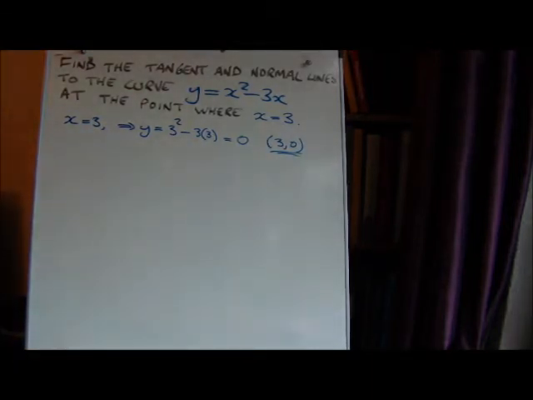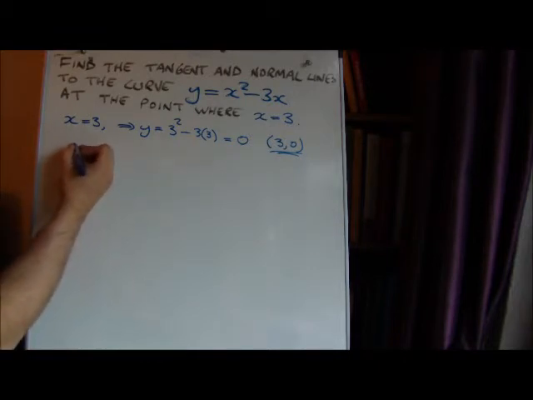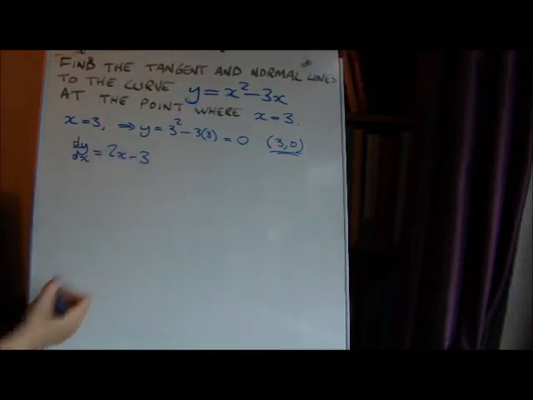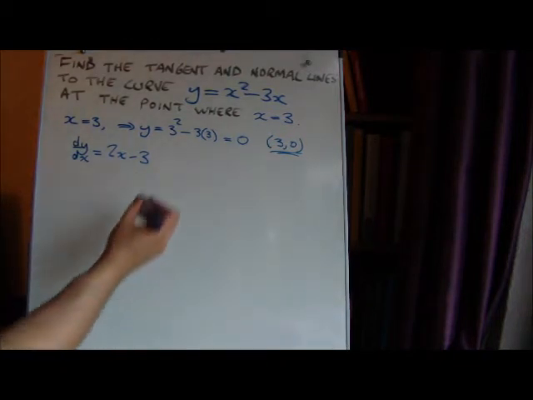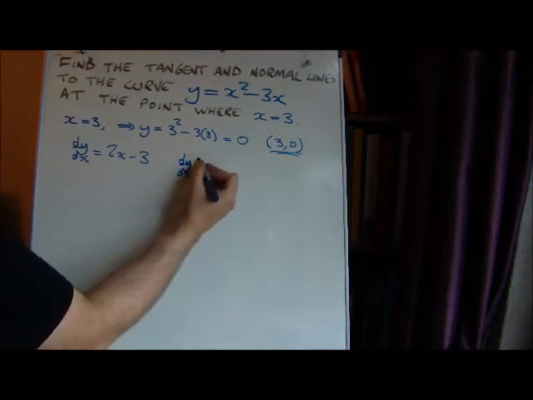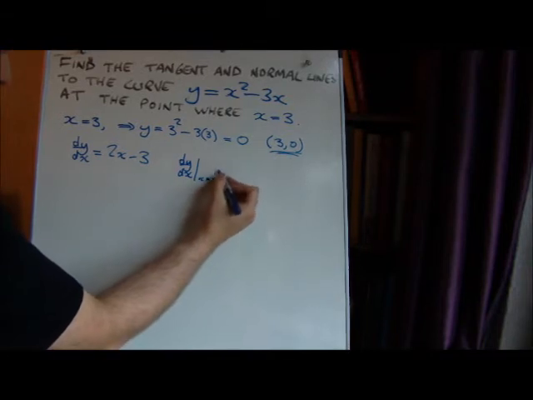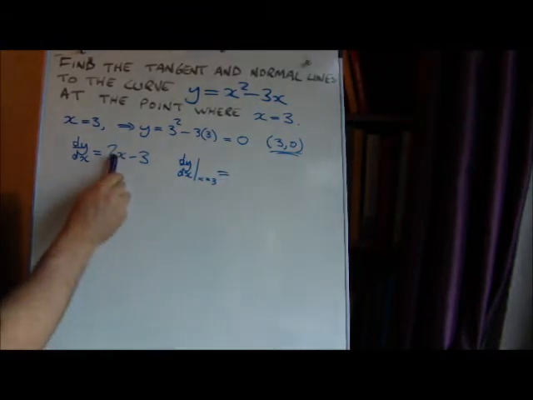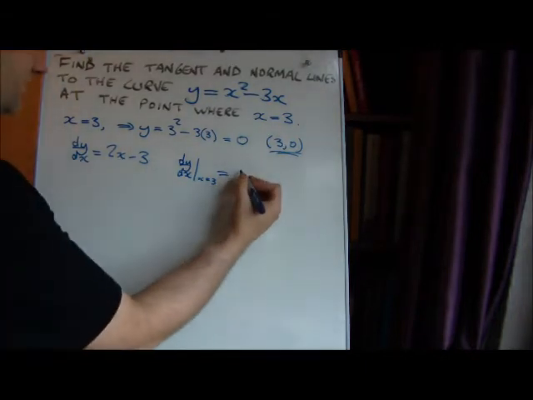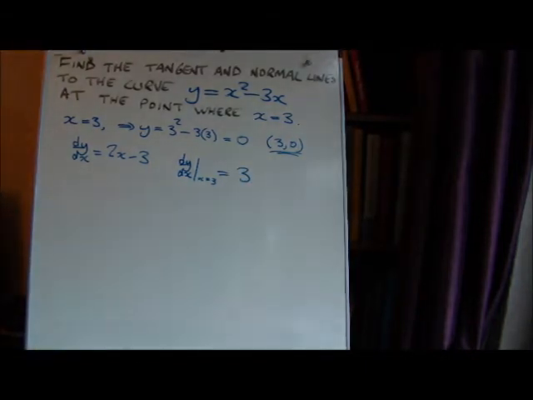To find out the gradient function, we'll need to differentiate. So we differentiate y. dy/dx in this case is going to be 2x minus 3. This expression tells us the gradient at any point on the curve. We're being asked to consider the gradient at the point where x equals 3, so we substitute into here, and we'll see that the gradient is 2 times 3 minus 3. So the gradient is equal to 3.